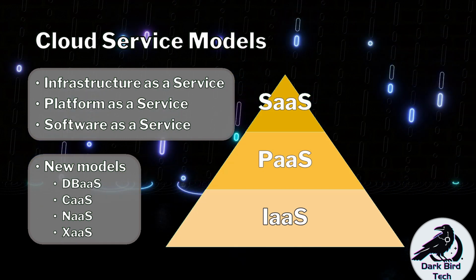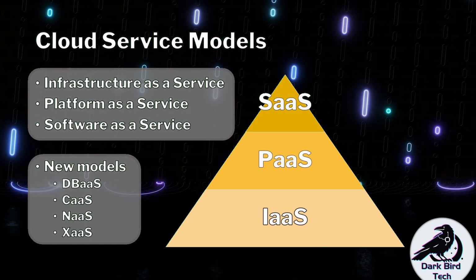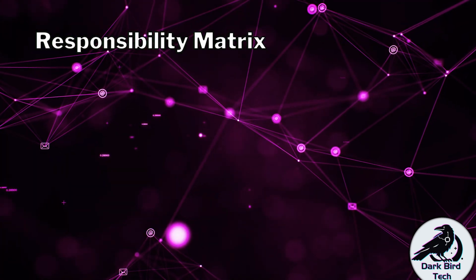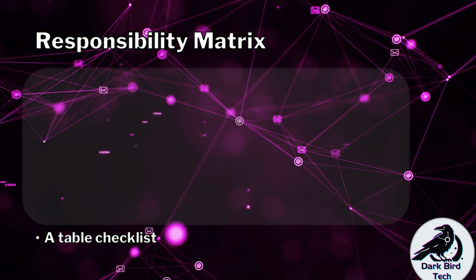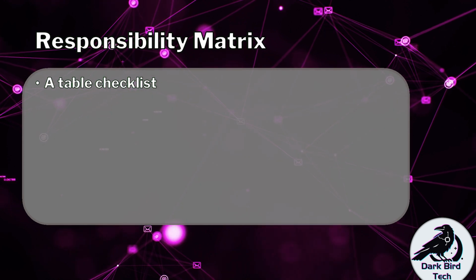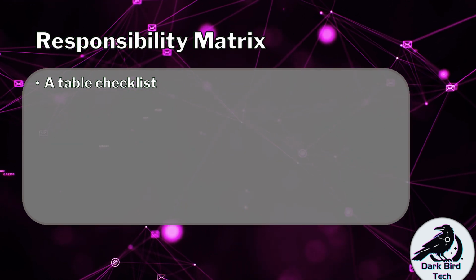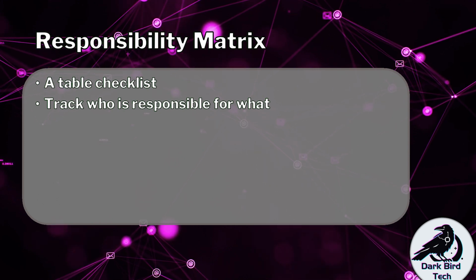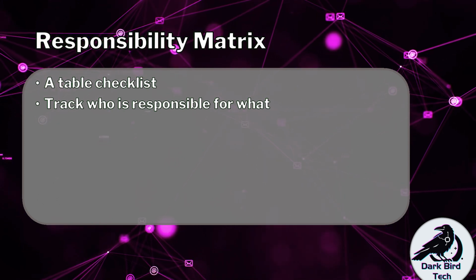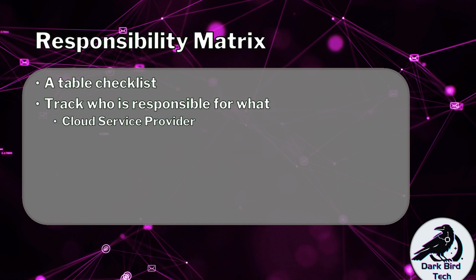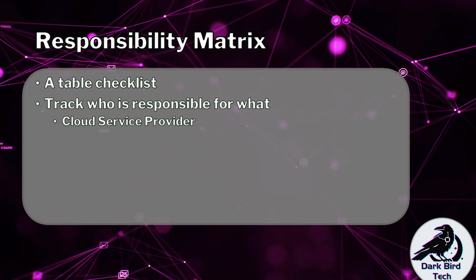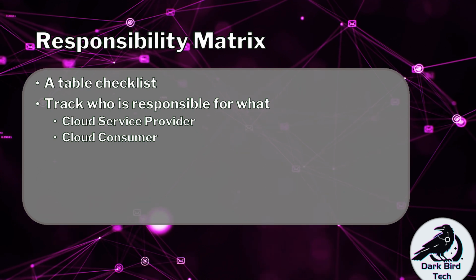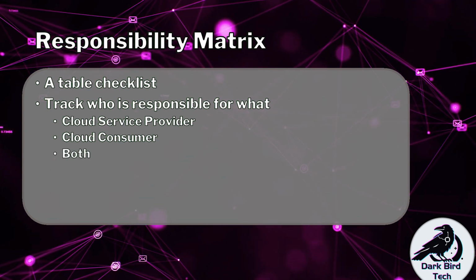Well, because it all boils down to this one key thing, the responsibility matrix. So what is the responsibility matrix for us? It's a table checklist. And the purpose of it is to track who is responsible for what. Now, who's the who? Cloud service provider is one of the whos. Then the cloud consumer. And also both.